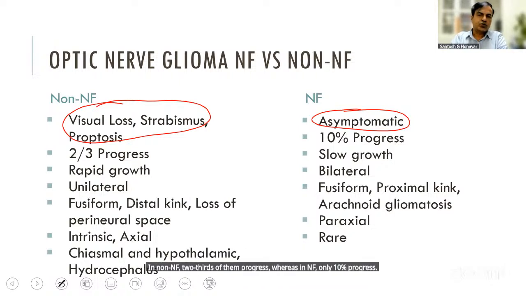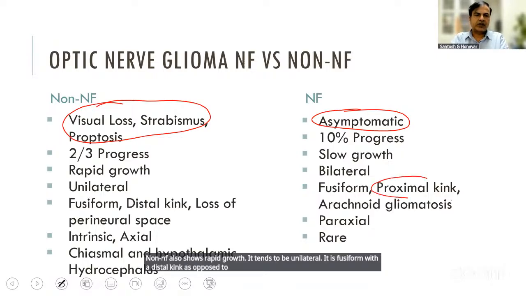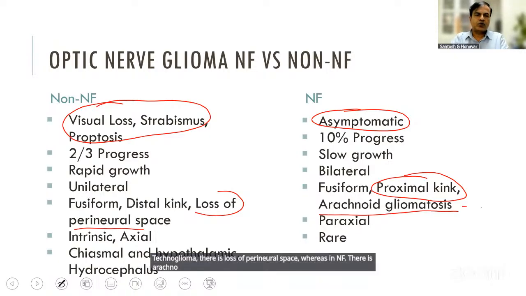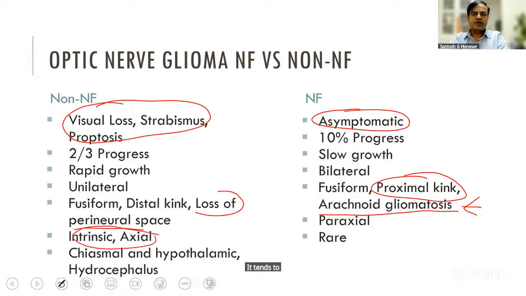Non-NF also shows rapid growth. It tends to be unilateral. It is fusiform with a distal kink as opposed to proximal kink in NF optic nerve glioma. There is loss of perineural space, whereas in NF, there is arachnoid gliomatosis, which is an MRI feature. It tends to be intrinsic and axial, which explains loss of vision, whereas in NF, it is paraxial.